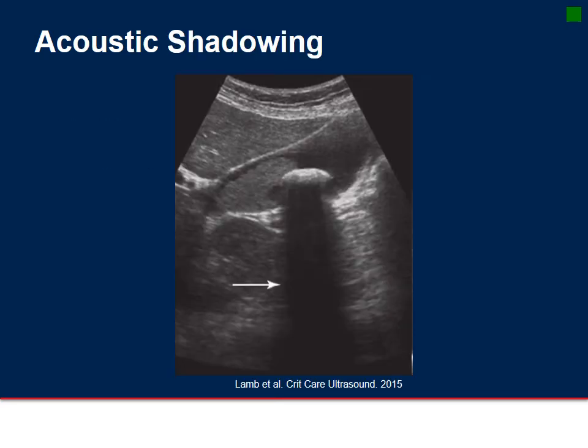The first type of artifact is called acoustic shadowing, and this occurs when the ultrasound wave encounters an object and all of the wave is either reflected or absorbed. And so in this example, the object is a stone in the gallbladder, and you can see that none of the ultrasound wave passes through, and so we get an echo-free or an ultrasound-free area past this, and it looks like a shadow past our object.